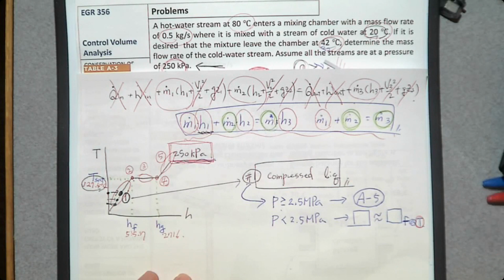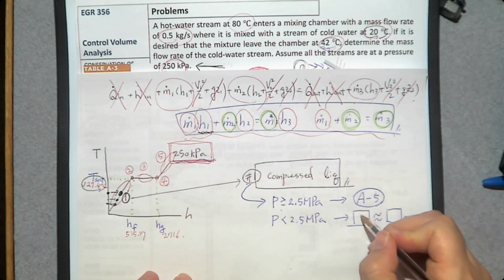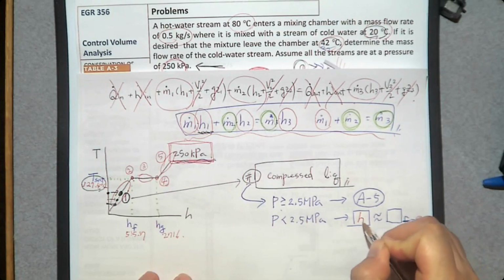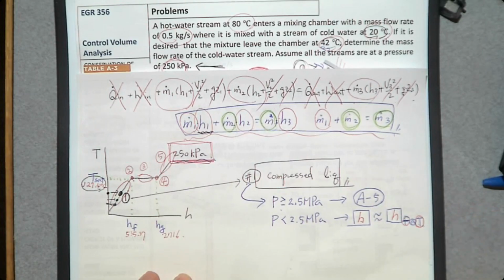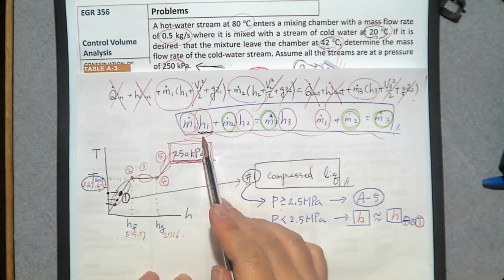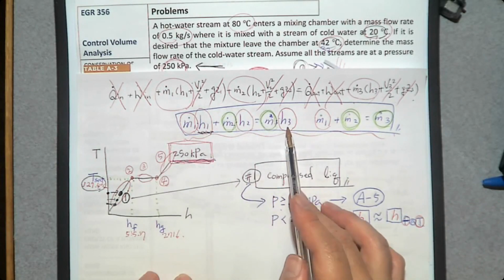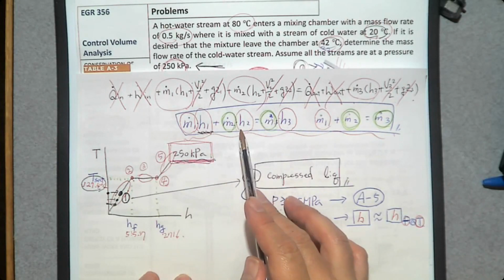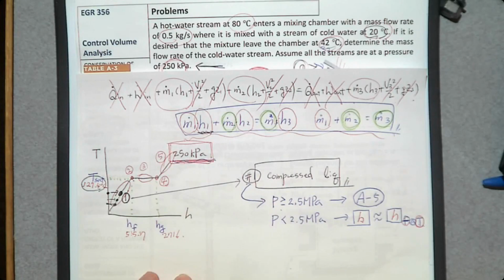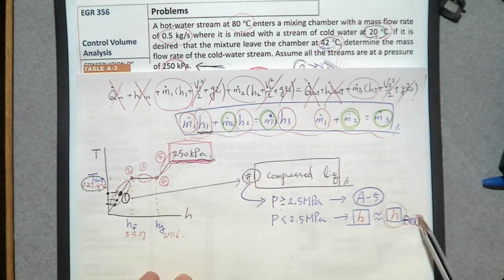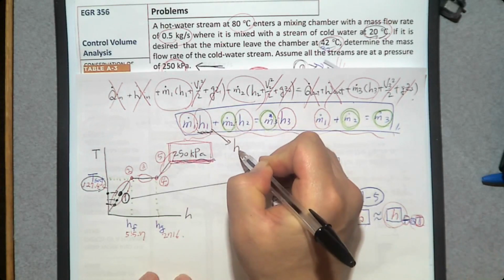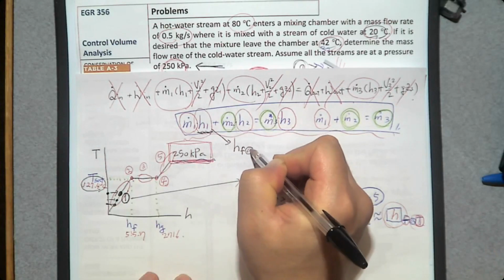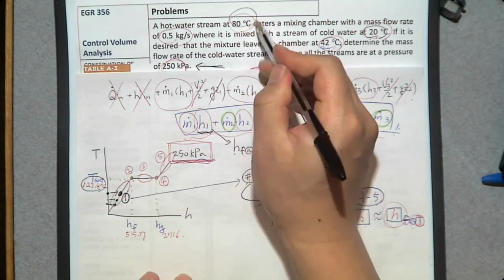So if we want to determine specific enthalpy h, this specific enthalpy is going to be h_f at the same temperature. So h1, h2, h3 are all compressed liquid. How can we evaluate h1, h2, h3? They are h_f at the given temperature. So h1 first, what is the temperature at this point? It is going to be h_f at 80 degrees Celsius.